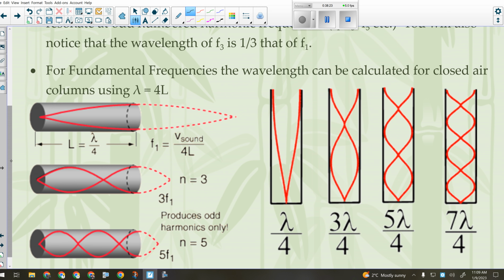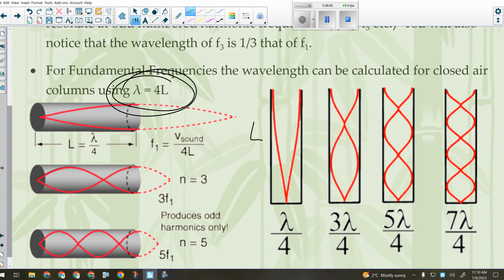But for fundamental frequencies, for closed air columns, our wavelength is 4 times the length of the tube, because at that first resonant point, you get 1/4 of a wave in the tube. Now that formula is on your formula sheet. It doesn't say that it's the closed air column formula, so you have to remember that closed air columns at their first resonant point are 1/4 of a wavelength, or lambda equals 4L.